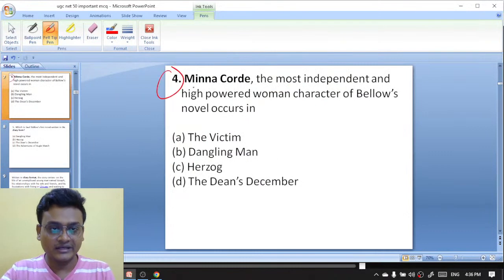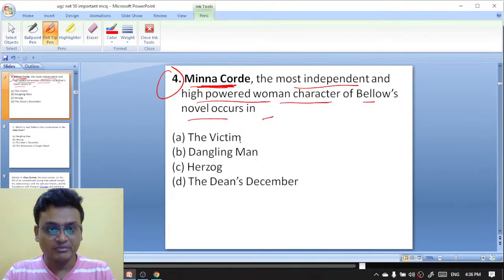Here is the important character Minna Corde, the most independent and high-powered woman character of Saul Bellow's novels. In which of the following novels does she occur? The Victim, Dangling Man, Herzog, Dean's December. These are important works written by Saul Bellow. That character appeared in which novel?